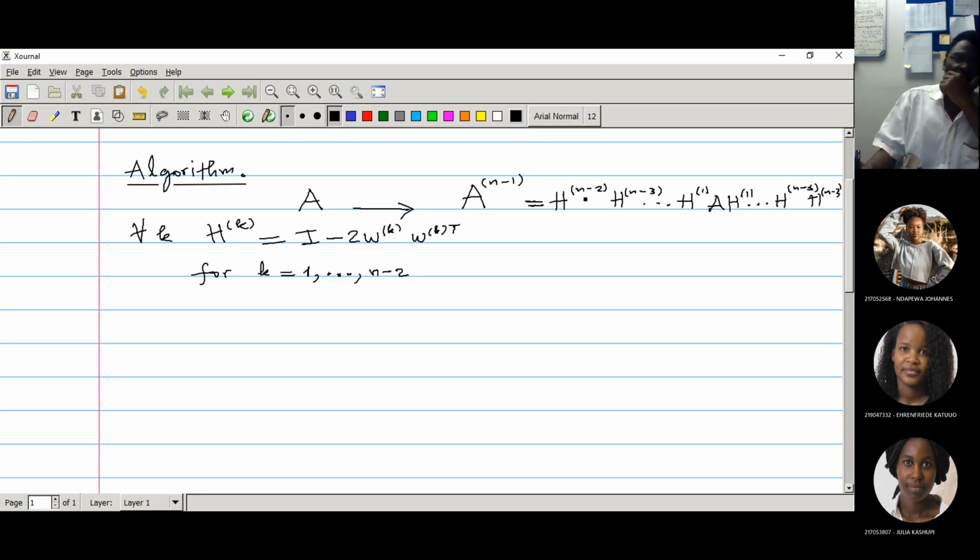Right. Meaning that in the case of 3 by 3, we will construct H1 and H2. We got n minus 2, which is 3 minus 2, so we only construct H1. Let me repeat what I said: k from 1 to n minus 2.